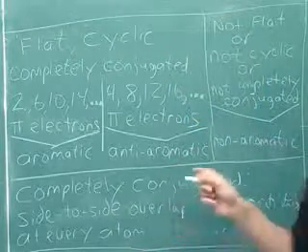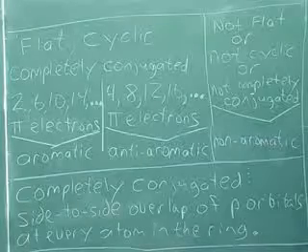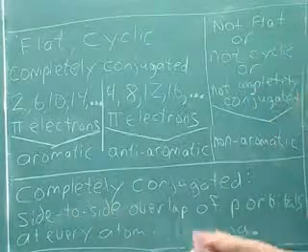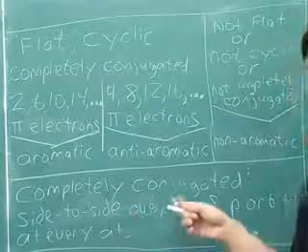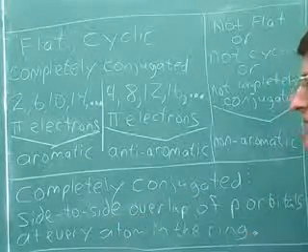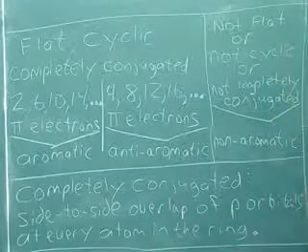So here's our new and improved definition of the term completely conjugated. Completely conjugated means side-to-side overlap of p orbitals at every atom in the ring. Go ahead and copy this down carefully into your notes, because in a second I'm going to erase this so I can have some room to show some examples.